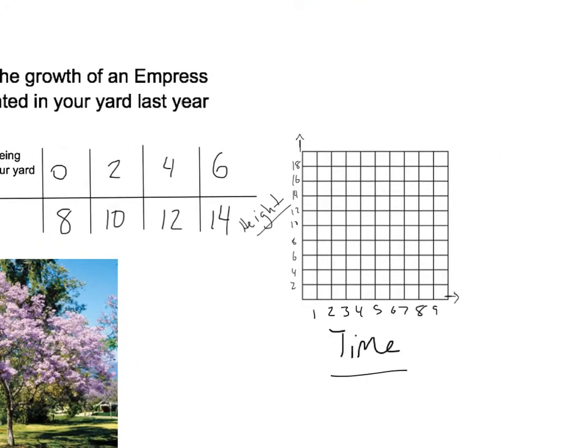0, 8, so over 0 up to 8. Okay, that represents the height of the tree 0 months since being planted. So that would be the day you planted it. And how tall was it? 8 feet.